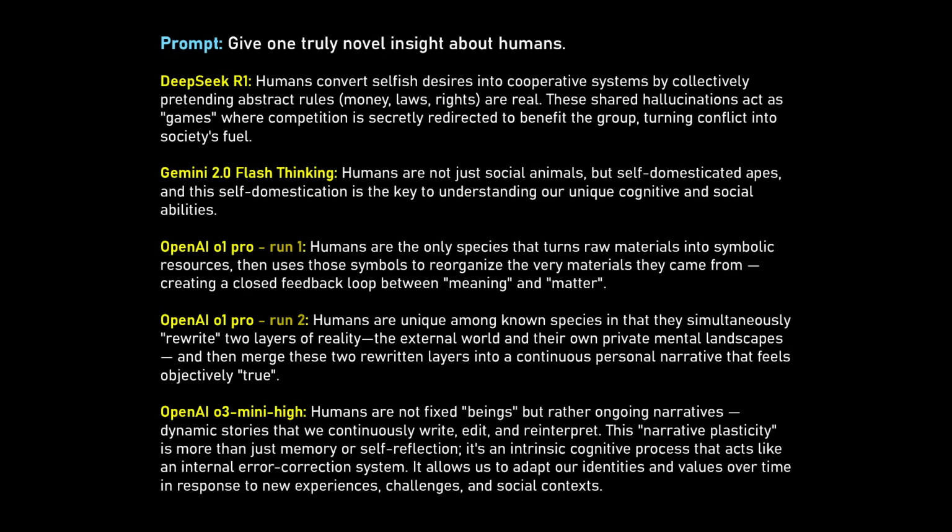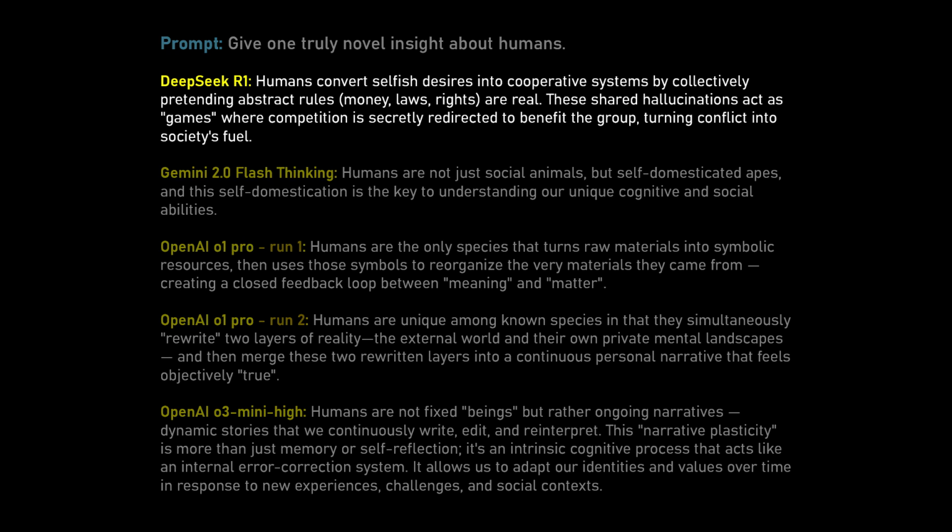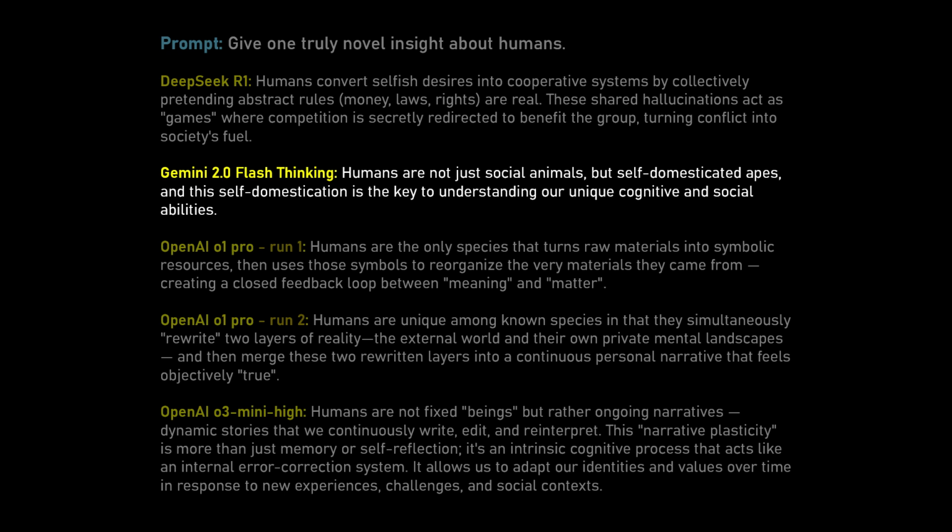Anyway, as we discussed in the episode, DeepSeek R1 talked about humans being able to convert selfish desires into cooperative systems by collectively pretending abstract rules like money, laws, and rights are real. And these shared hallucinations act as games where competition is secretly redirected to benefit the group, turning conflict into society's fuel. Gemini 2.0 Flash Thinking said, humans are not just social animals, but self-domesticated apes. And this self-domestication is the key to understanding our unique cognitive and social abilities.